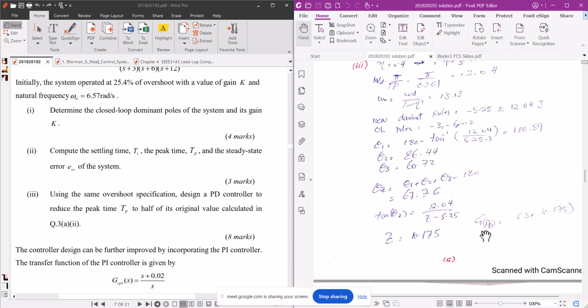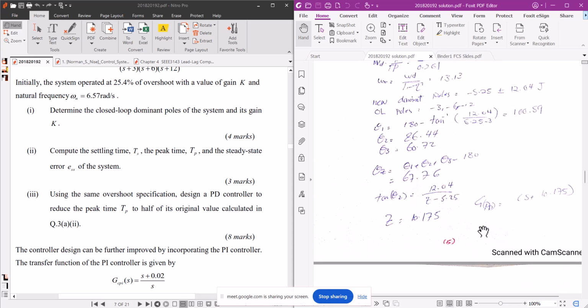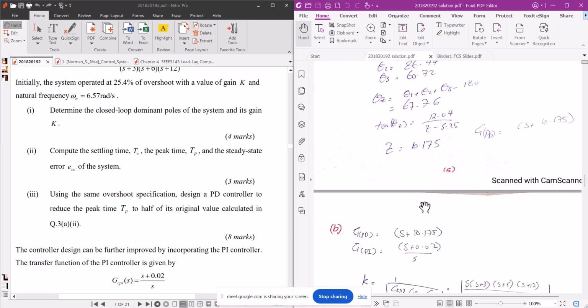Okay, and what will happen if you incorporate this PD controller in the system? You will get this overshoot, that is 25%, and your reduced half time. So this will be the benefit of your PD controller. You have controlled its transient response. Okay, PD controller. And for the steady state response improvement, you use a PI controller or a lag compensator. For the transient response, you use a PD controller or a lead compensator.